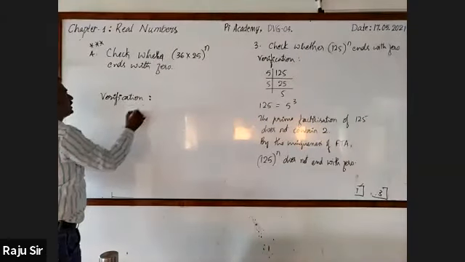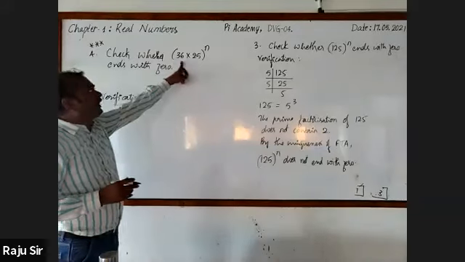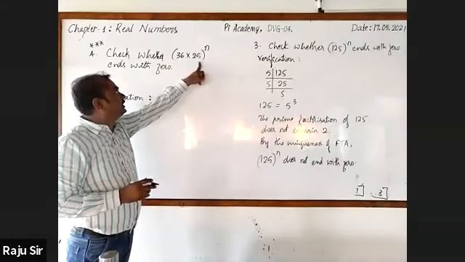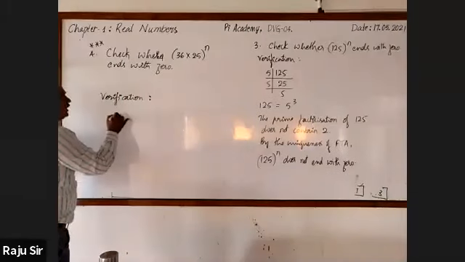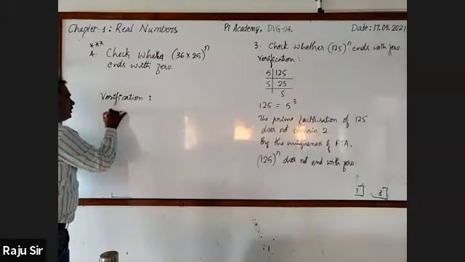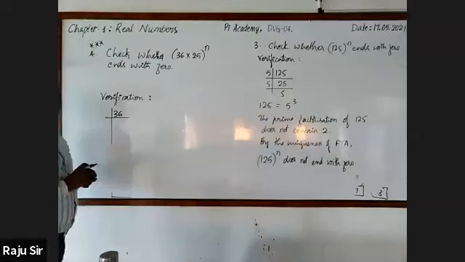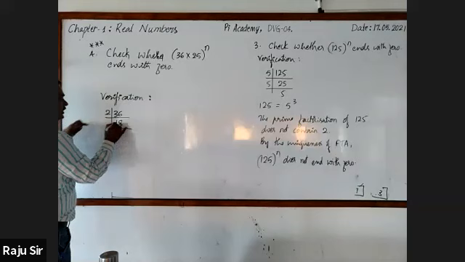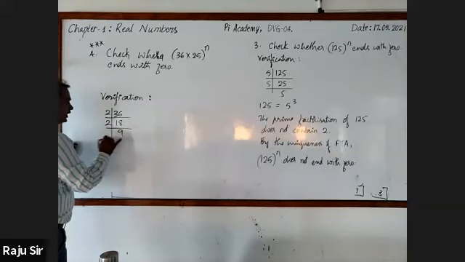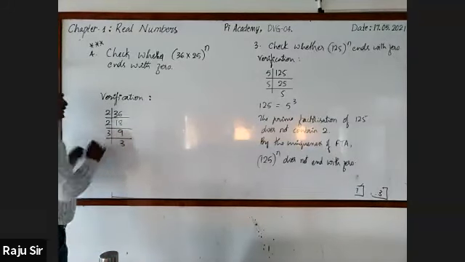Right, verification. Here we have two numbers. One is 36 and another one is 25. Find out the prime factorization of both. 36: 2 18s are 36, then 18, 2 9s are 18, 9, 3 3s are 9.